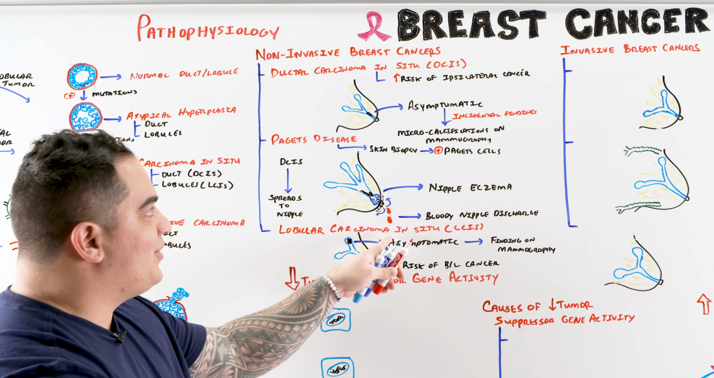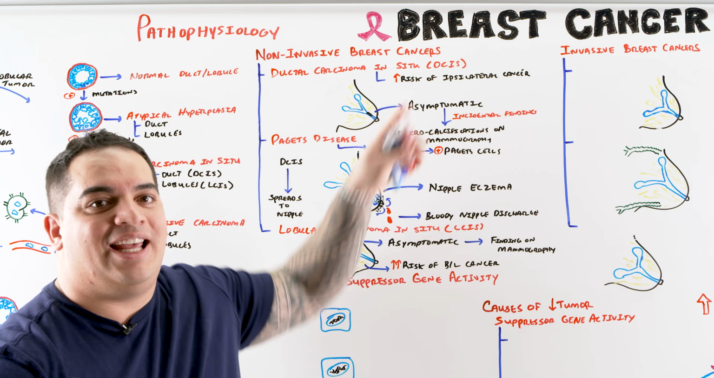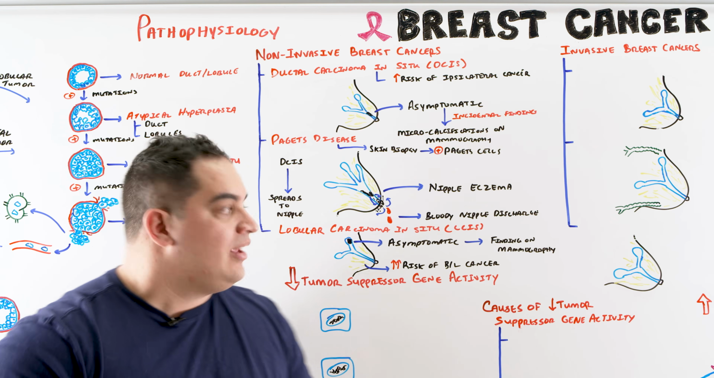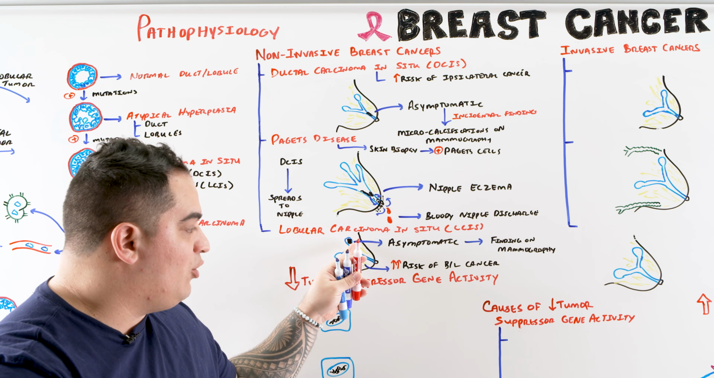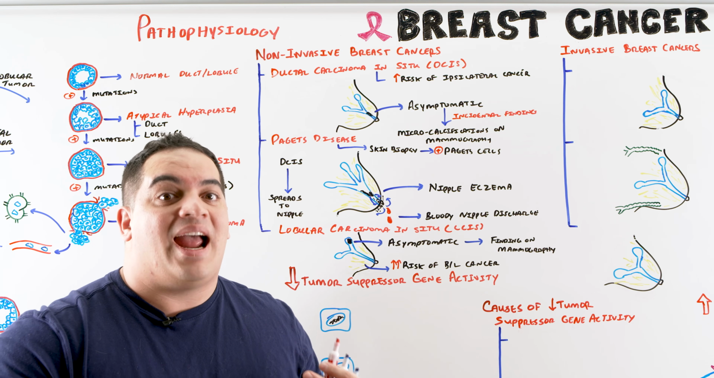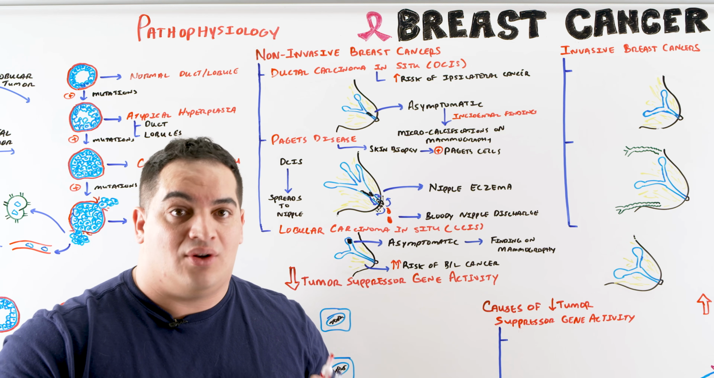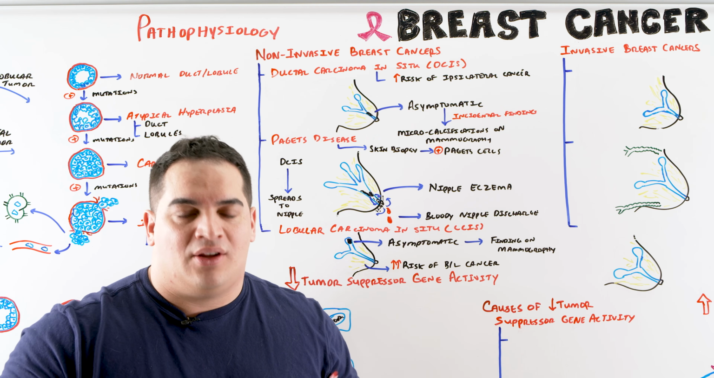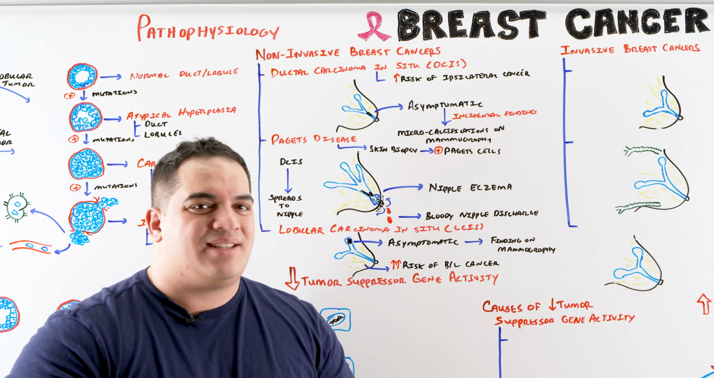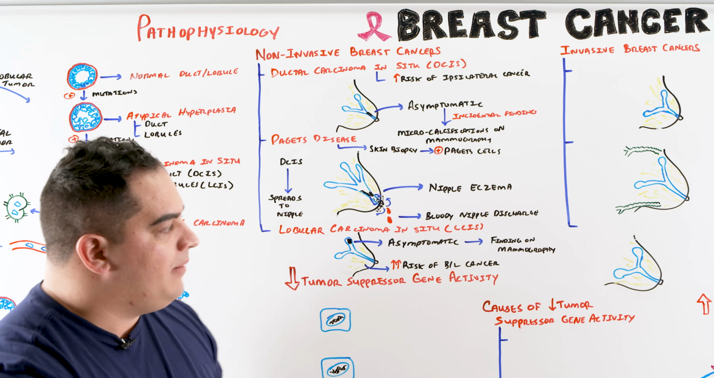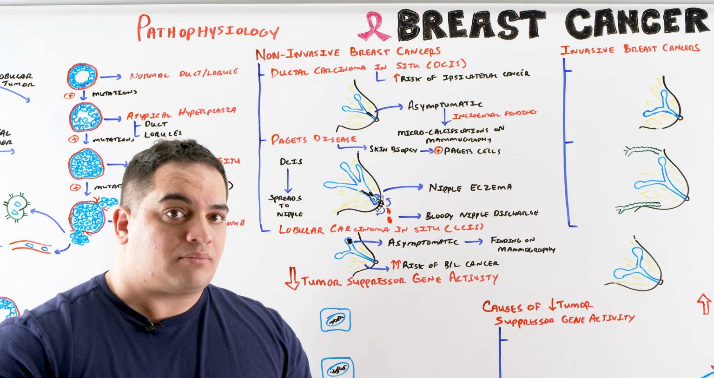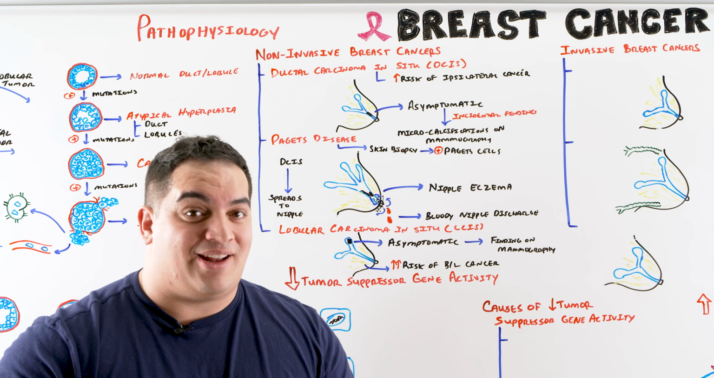Whereas ductal carcinoma in situ carried a risk of ipsilateral, usually that same side. If a patient has lobular carcinoma in situ on their left breast, they have a high risk of developing invasive carcinomas in both breasts. Why is that important? Because sometimes on the Step 2, what they could do is they could say, hey, you have a patient who has lobular carcinoma in situ. They're at high risk for bilateral breast cancer.